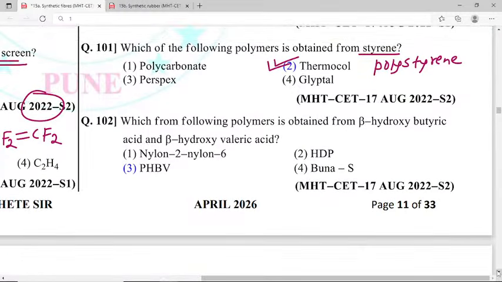Which of the following polymers is obtained from beta hydroxy butyric acid and beta hydroxy valeric acid? Then again the same, butyric acid, valeric acid, P and H stand for poly and hydroxy. So this is the answer. PHBV is the answer. Polyhydroxy butyric acid, co-valeric acid.